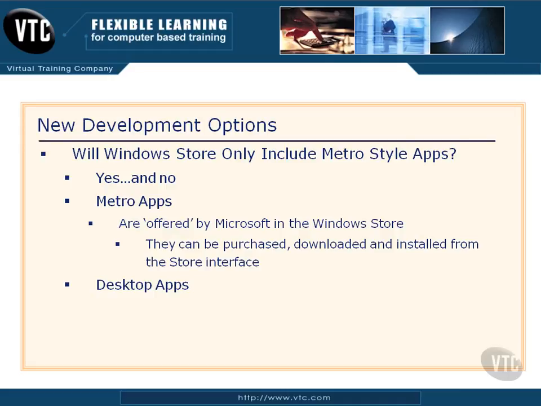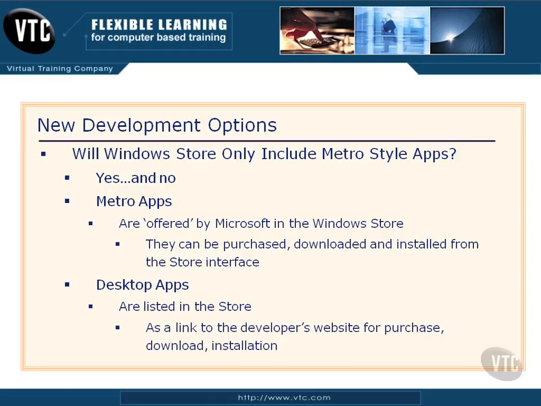Now, if it's a desktop app, meaning anything other than a Metro app, something that runs in the desktop environment like Microsoft Office or Firefox, which, by the way, Firefox is working on a Metro style app for the Windows 8 platform, but it's probably going to be early 2013 before that appears on the marketplace. The desktop apps get listed in the Windows Store, but what you're going to see is really just a link to the developer's website. And on the developer's website is where you'll actually purchase, download, install the app, get support, and so forth.